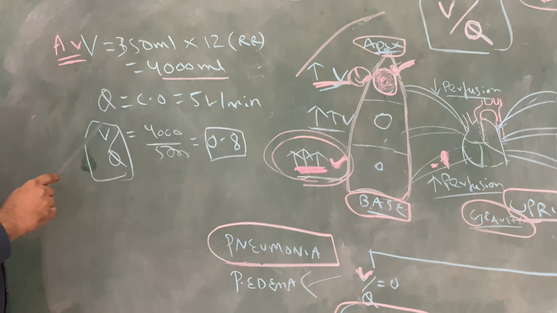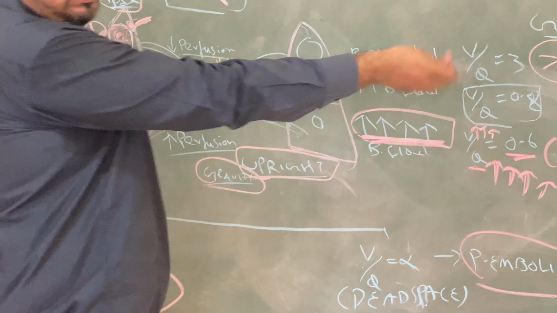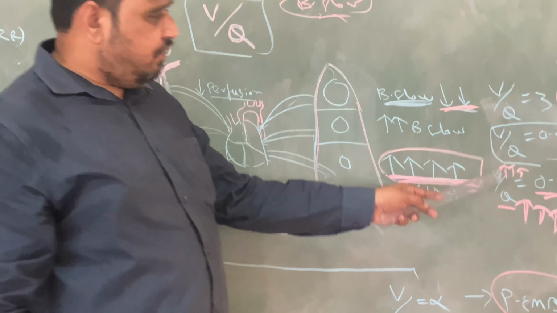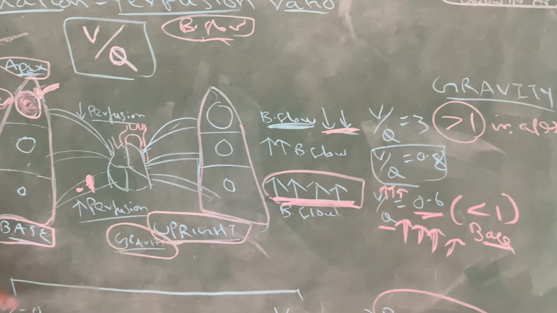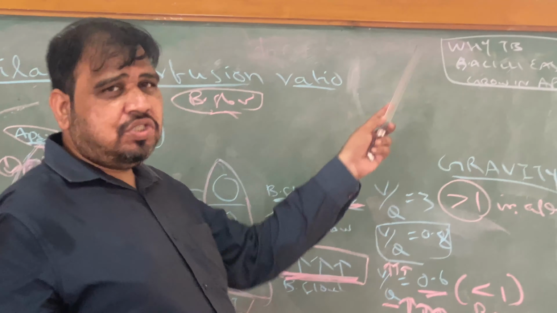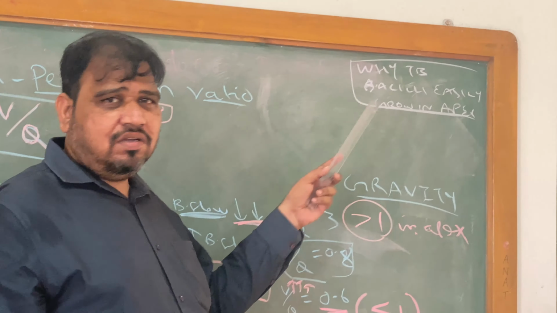Very, very important. Ventilation increases from apex to base. Blood flow also increases from apex to base. But this is very, very important in today's discussion. Here, ventilation is increased 3 times, while blood flow is increased 4 times in the base. So the ventilation perfusion ratio decreases in the base of the lung. Very, very important. Finally, one question which will usually be asked: why do tuberculous bacilli easily grow in the apex?